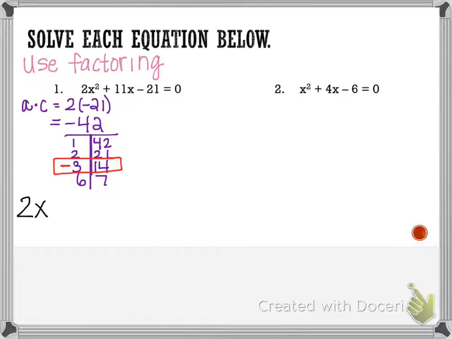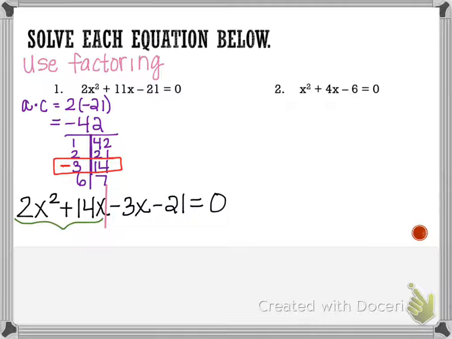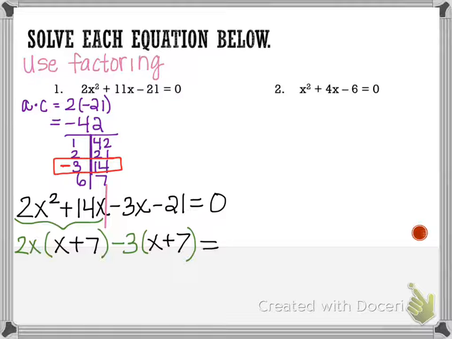Now I'm going to use the factor by grouping method, where I turn the trinomial into a 4-term polynomial, and then I split it down the middle. 2x squared plus 14x, they have a GCF of 2x, leaves behind x plus 7. And then minus 3x minus 21, they have a GCF of negative 3. And then after the sign change, you can see it also leaves behind an x plus 7.